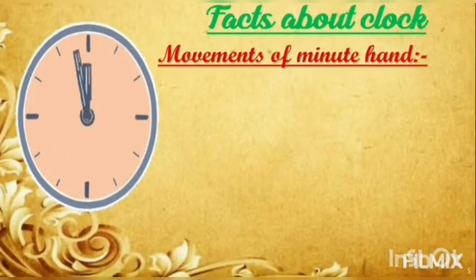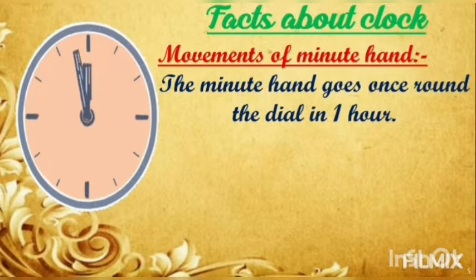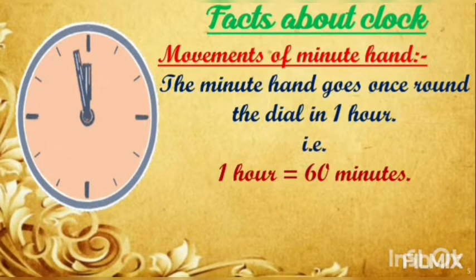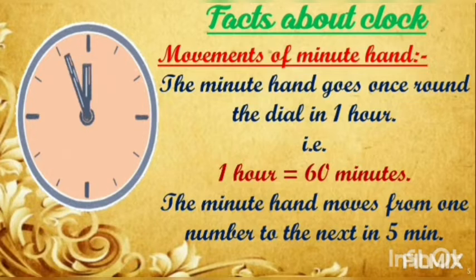Now, let's understand the movements of the minute hand. The minute hand goes once round the dial in 1 hour. That is, 1 hour equals 60 minutes. The minute hand moves from one number to the next in 5 minutes.